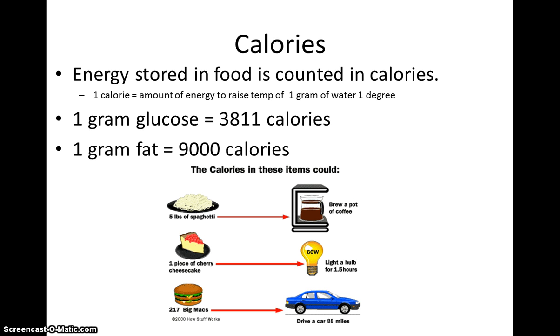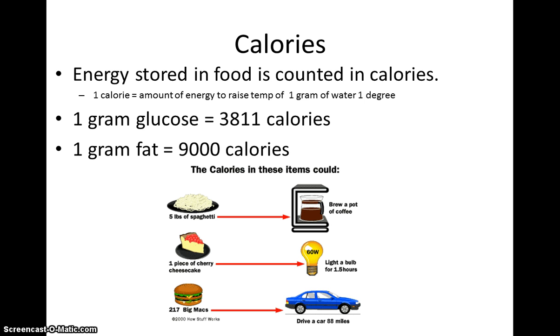So 1 gram of glucose, which we're talking about because that's the primary energy source in cellular respiration, has 3,811 calories. So that's quite a lot of calories in 1 gram of glucose. And a gram, if you think about when we weigh out in lab, is not very much. A gram of fat has 9,000 calories. So that's why they say you should limit fat in your diet, because it has a lot of energy stored in it.